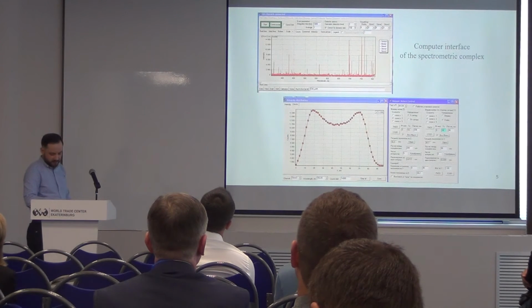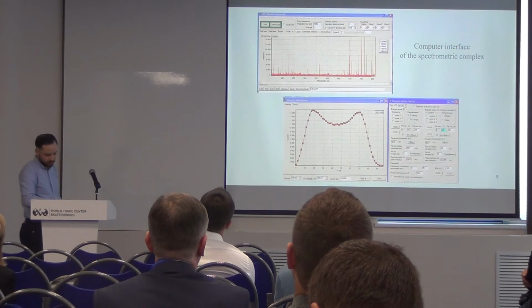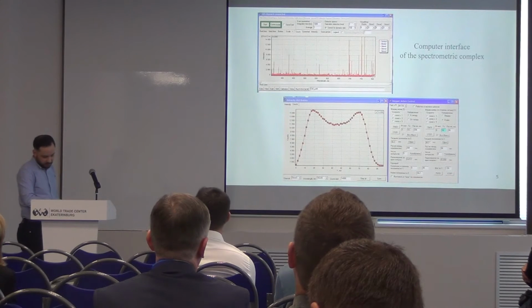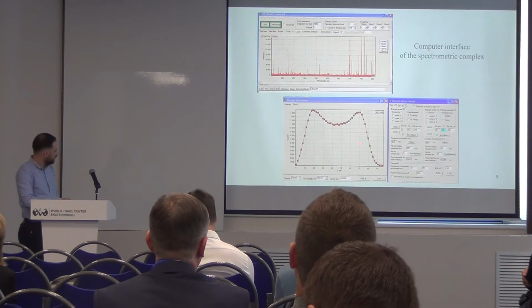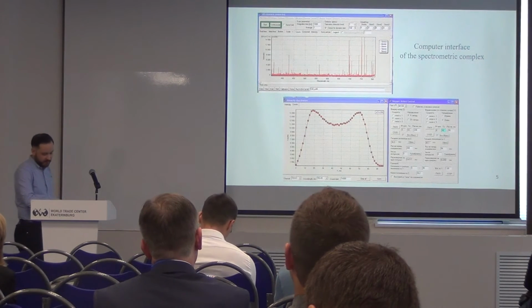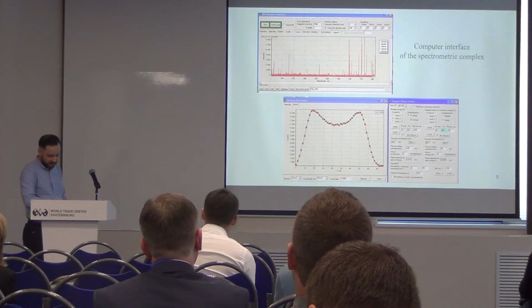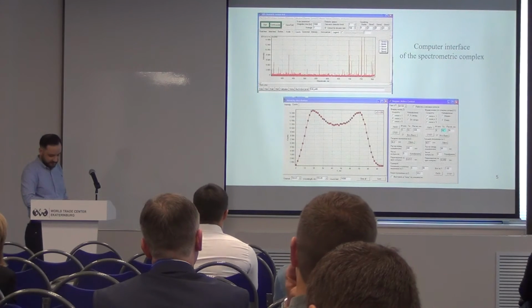Computer automation of the spectral complex allows, in addition to recording the emission spectrum, to fix the spatial distribution of the radiation intensity of a specific spectral line when the optical collimator is moved across the discharge axis.